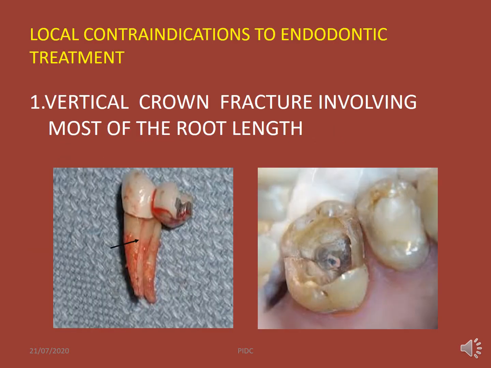Now, coming to contraindications to endodontic treatment. First, let's look at the local contraindication. The first is vertical crown root fracture involving most of the root length. Here, when you do a root canal treatment, it is usually not successful, and the treatment here is extraction.